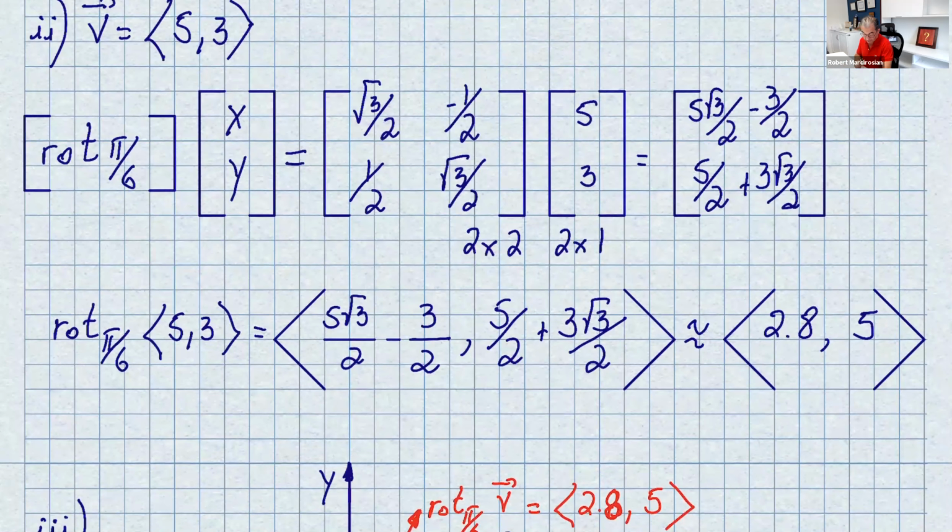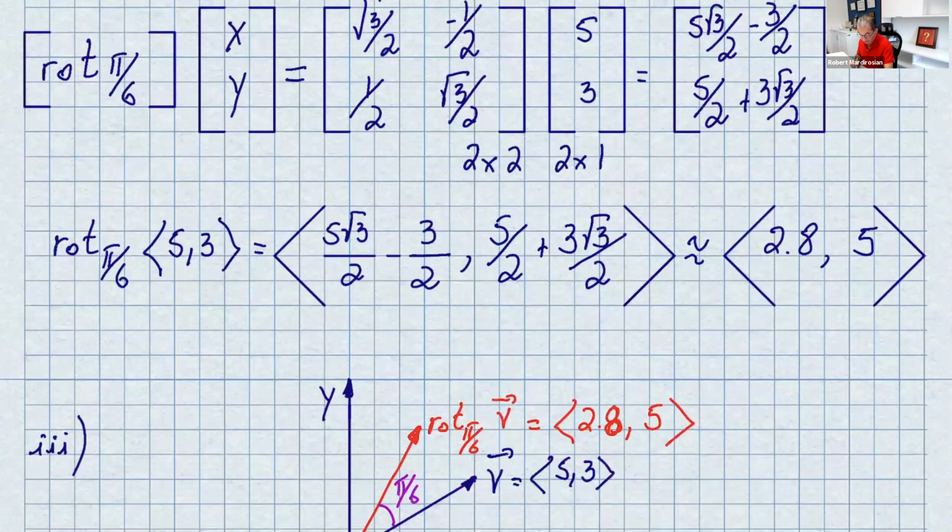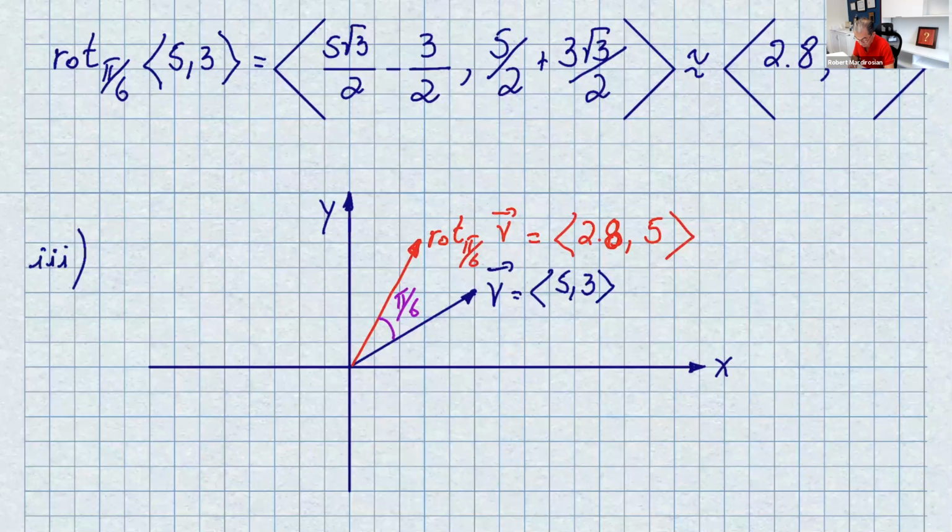Now, the new vector we get by rotating 5, 3 by pi over 6 radians, or 30 degrees, has these new components. Now you can use your calculator and approximately find those numbers, 2.8 and 5. Graphically, let's see what happens. This is our original vector, so components are 5 and 3. And we rotate it by pi over 6. And the rotation is going to give us 2.8 and 5.